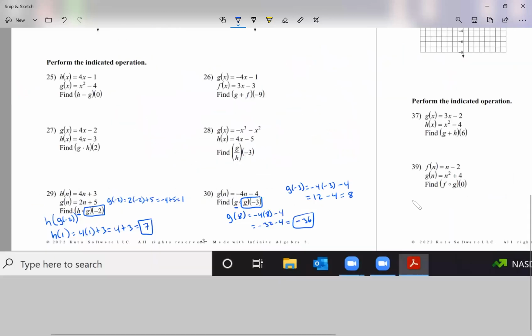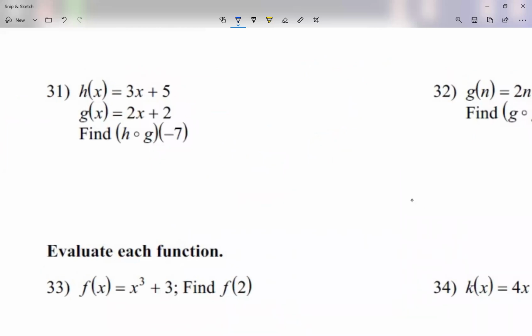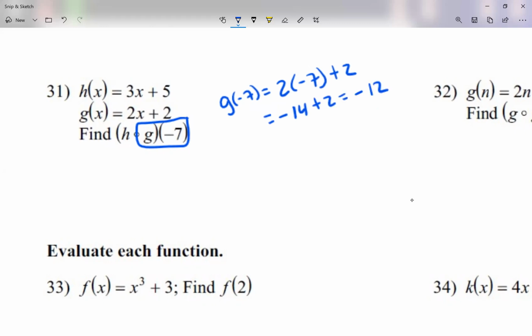Let's take a look at question number 31. So here we have this. So I have to do g of -7 first, because that's the letter closest to g. So g of -7, I'm going to do it here at the side. G of -7. I'm using the function g. The value of the variable is -7, so I have 2 times -7 plus 2. Actually, I'm looking at the function g. So this is -14 plus 2, better known as -12. All right, so g of -7 gave me -12.